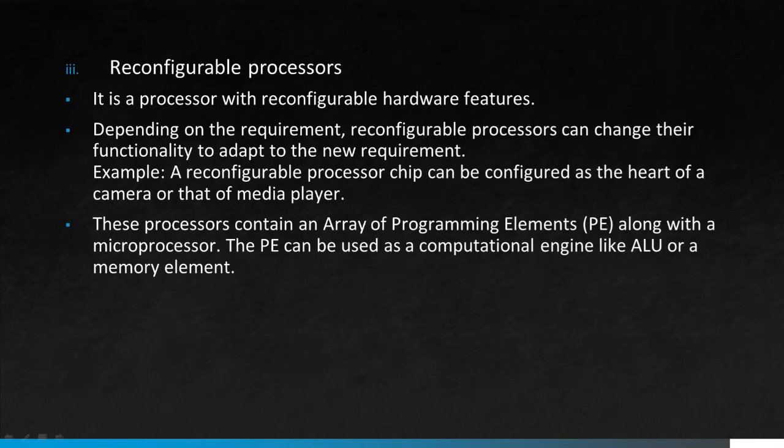The third processor trend is reconfigurable processors. It is a processor with reconfigurable hardware features. They are the same as processors, but they have extra memory to change the hardware features. Reconfigurable processors can change their functionality to adapt to new requirements. For example, in the case of a camera, it can be configured as the heart of the camera or that of a media player. The microprocessor comes along with PEs, that is, an array of programmable elements. The PE can be used as a computational engine like an ALU or as a memory element.